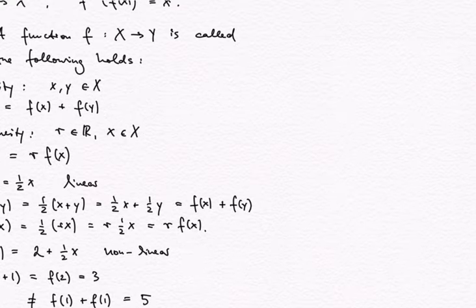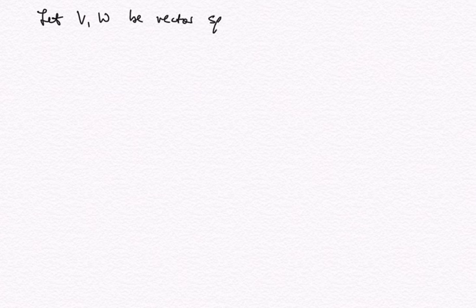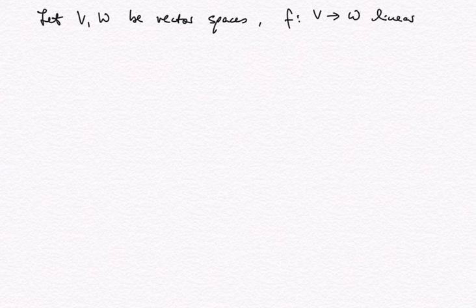Okay. That was injectivity, bijectivity, surjectivity, and linearity. One more thing about linearity. If we have two vector spaces now, and we consider a linear function between these vector spaces, then we often condense additivity and homogeneity in one equation.